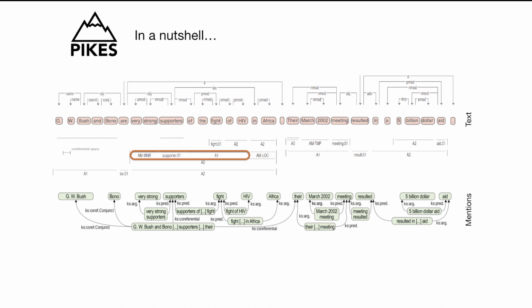NLP annotations are then translated to a graph of mentions, which are spans of text denoting something of interest, such as the person George W. Bush, the attribute very strong, the predicate resulted. Mentions are enriched with attributes and relations, precisely characterizing what they represent.